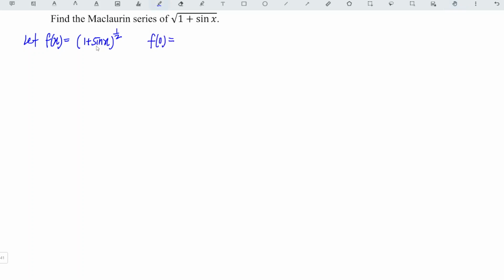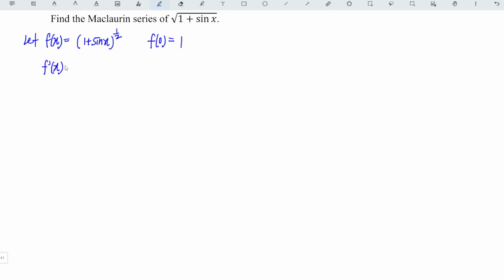Hi, this is Austin. I'd like to share how to obtain the Maclaurin series of the square root of 1 plus sine x. I'm going to let f(x) be equal to (1 plus sine x) to the power of half, since we know that power half is equivalent to square root. So at the point x equals 0, sine 0 is 0, 0 plus 1 we have 1, 1 to the power half is 1. Then we differentiate as usual.